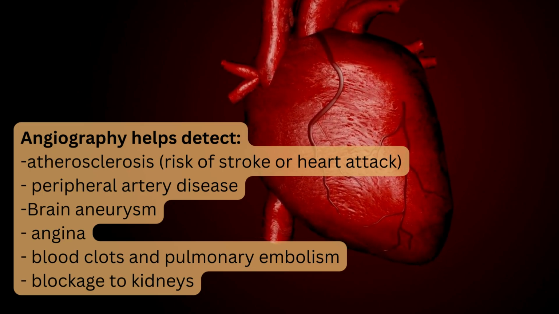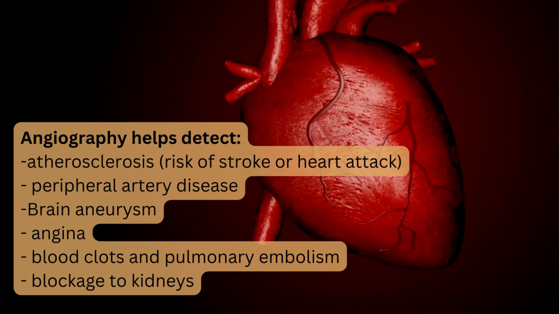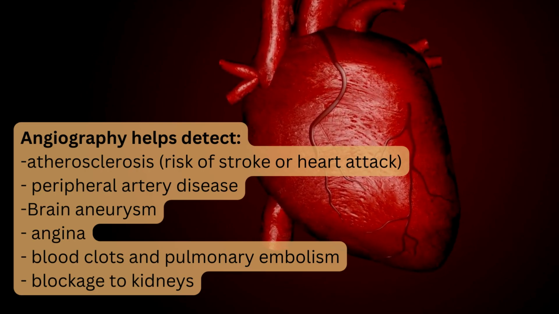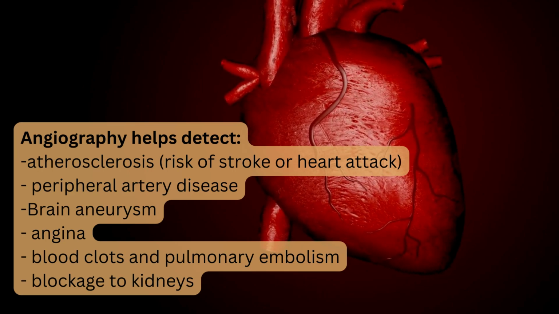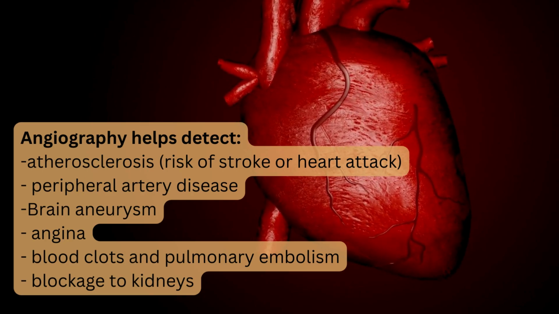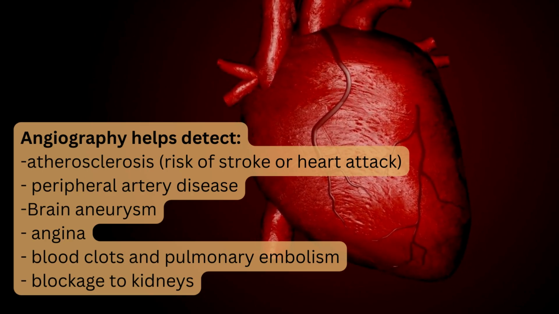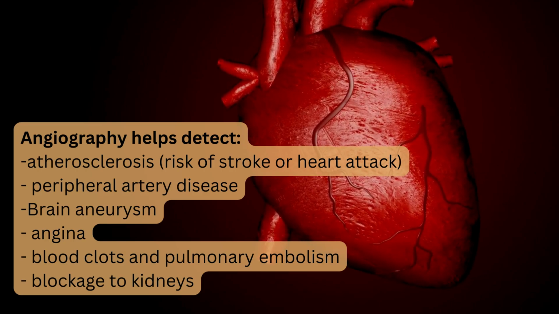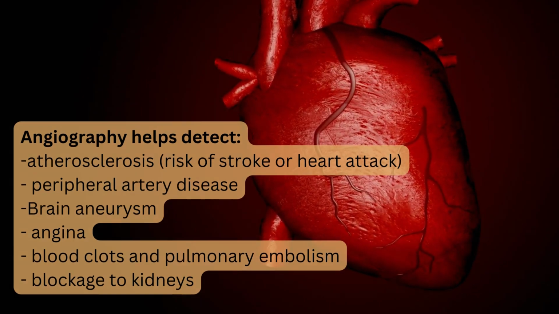A brain aneurysm, which is a bulge in a blood vessel in your brain. Angina or chest pain caused by reduced blood flow to the heart muscles. Blood clots or a pulmonary embolism, which is a blockage in the artery supplying your lungs. A blockage in the blood supply to your kidneys can also take place. Finally, angiography may also be used to help plan treatment for some of these conditions.